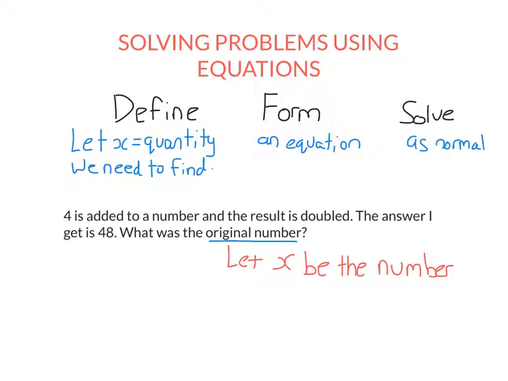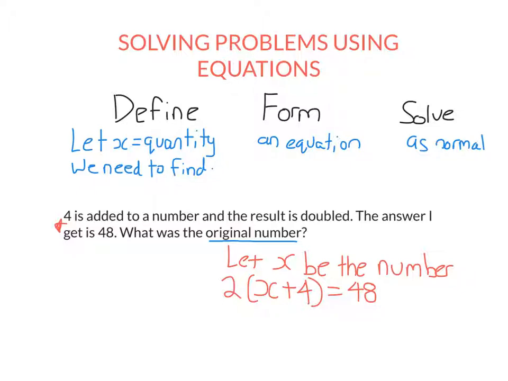Step 2, I need to form an equation. So I'm going to rewrite the information in words using only mathematical symbols. So what I have, a number is added to 4 and the result is doubled. So I need brackets there because I'm adding and then doubling the result. The answer I get is 48. I write like this. So you can see I've rewritten all of this information in words using only mathematical symbols. Now this looks like an equation that we're familiar with. We've solved equations like this heaps of times.